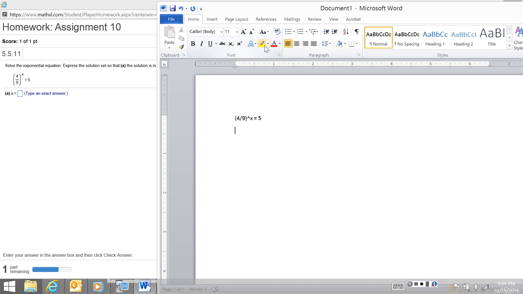You're going to want to take the natural log of both sides. So then you have the natural log of (4/9)^x equals the natural log of 5. Then we can use our logarithm rules to move that x out in front. So x ln(4/9) equals ln 5. And then we just divide by ln(4/9). So x equals ln 5 over ln(4/9). This is our exact one.